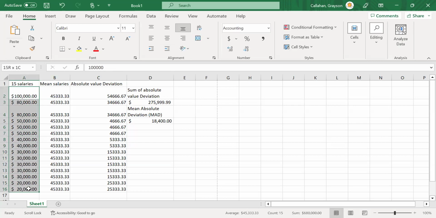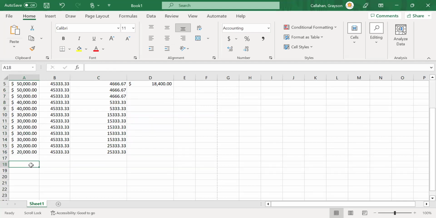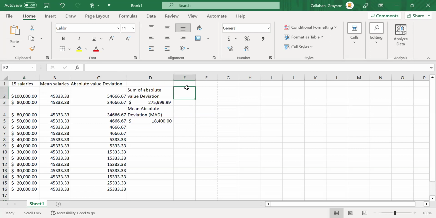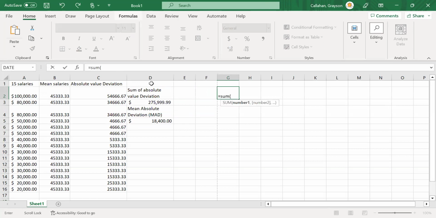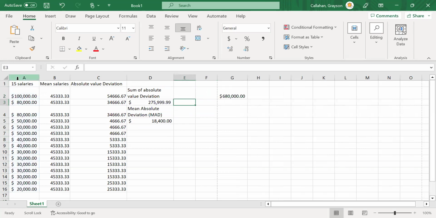Do you see these numbers right here? You add them all together, that will give you the sum. So let me show you that. Sum. You just add everything together, right? Yeah. What's the sum here? $680,000. That's not the average. That's way too big for the average. If the biggest number is 100,000 and the smallest number is 20,000, your average has to be somewhere in between there. So then what do you do? That's your sum.